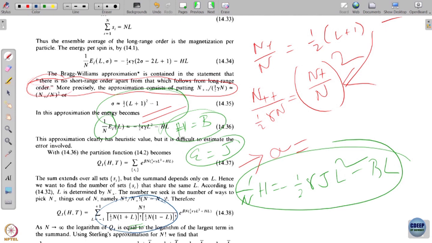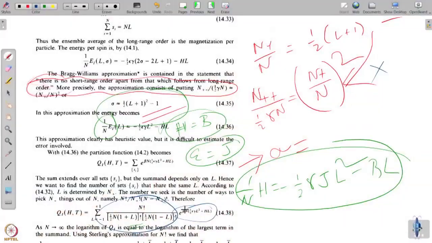And for a given configuration with L, because I started with n plus and n minus, that was exact. Then I made this approximation, the mean field approximation. When I eliminate n plus, I eliminate sigma, and I have only L, but in a consistent way. So, I have the Hamiltonian, I put the Hamiltonian here, and lo and behold, now I can evaluate that.